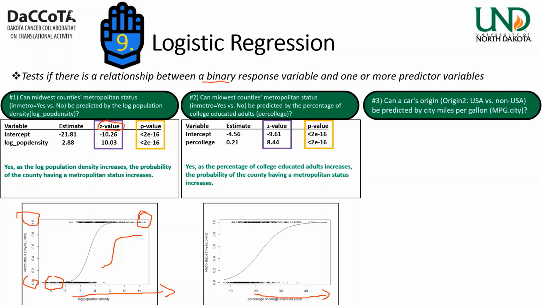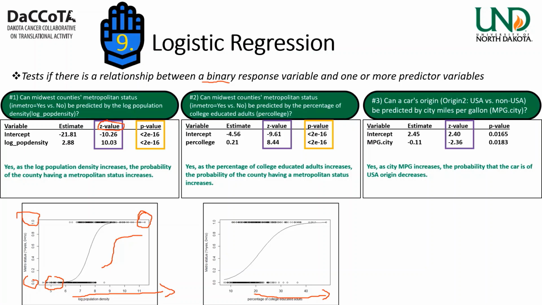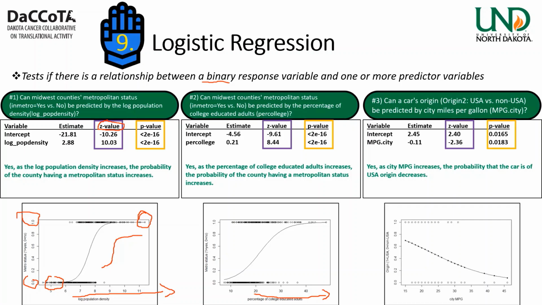Let's turn to one of our car data sets. Can we predict a car's origin, so USA versus non-USA, by city miles per gallon? And we find that this is significant, but it's an inverse relationship. So it turns out as city miles per gallon increases, the probability that a car is of USA origin decreases. So foreign-made cars tend to have better mileage. So there we go, and we can see here that it's a very, very weak S-shaped curve.